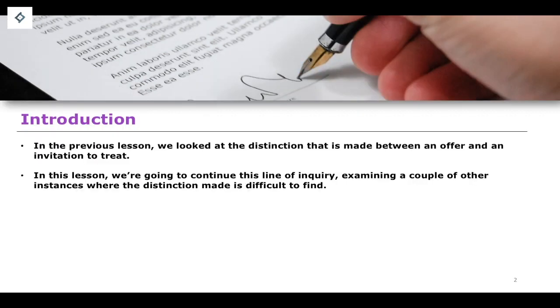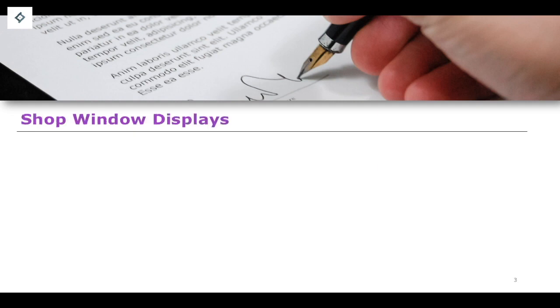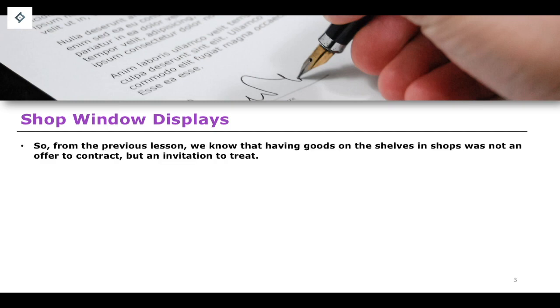So this lesson is going to continue this inquiry and continue this examination, looking at a couple of other instances where we find that this is a difficult thing to clearly distinguish and something that we need to think about in more detail. So one of the things that is quite interesting is if we accept the logic and the rationale behind the case of the Pharmaceutical Society and Boots, then what about things where we're talking about shop window displays? From the previous lesson, we know that having goods on the shelves in shops is not a contract or an offer to contract, but rather an invitation to treat instead.